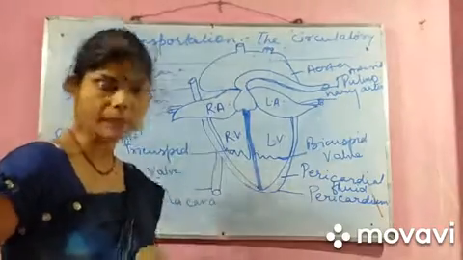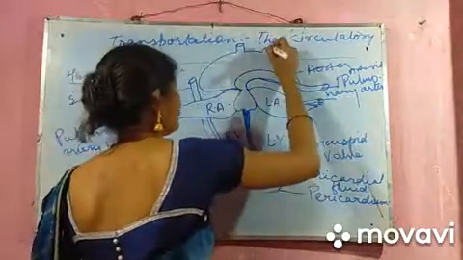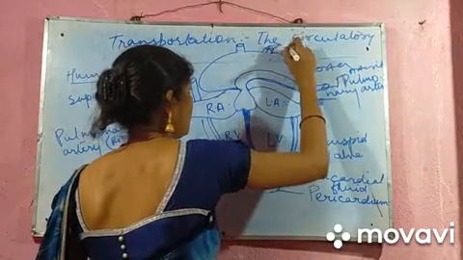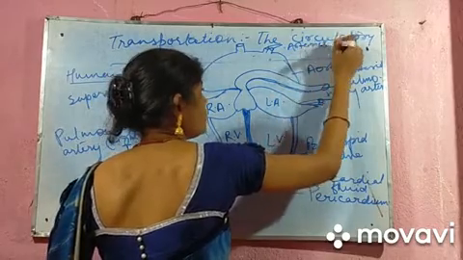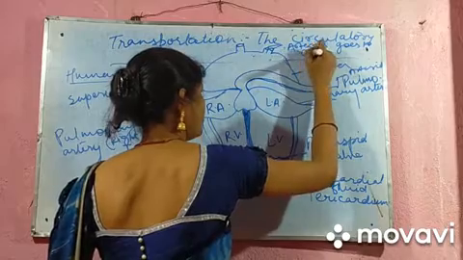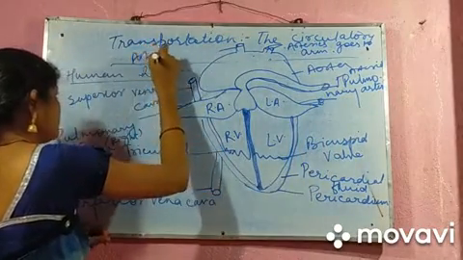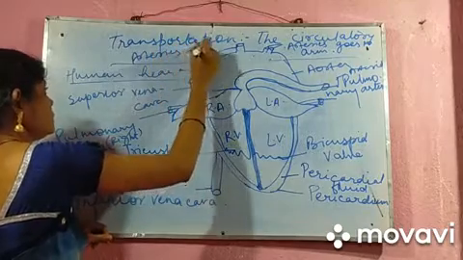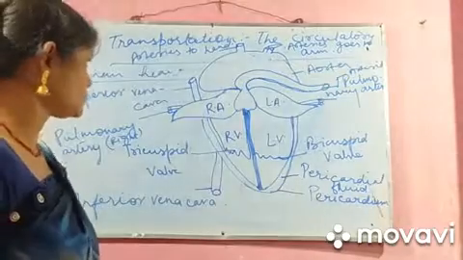Starting from the very beginning, these are the arteries which go to the arm, and this artery will go to the head. So these are the different parts of the human heart.